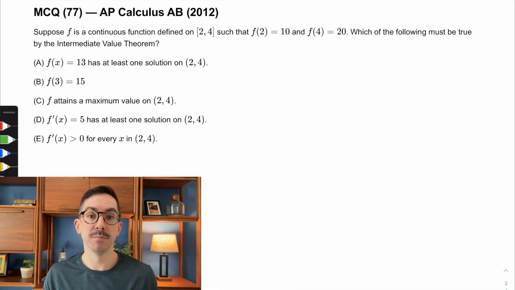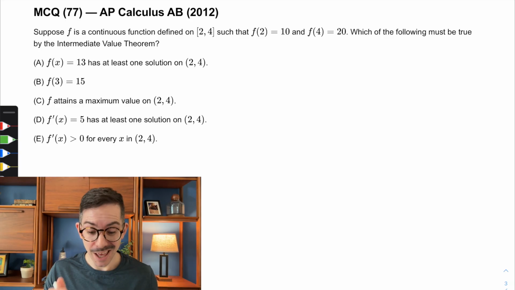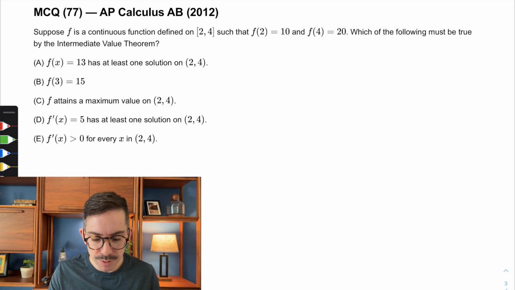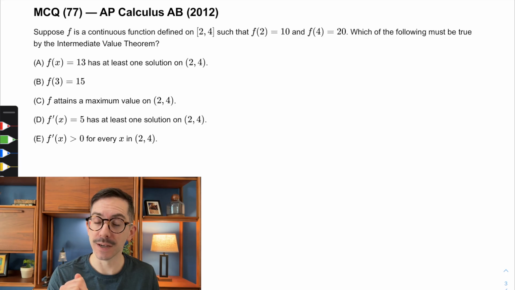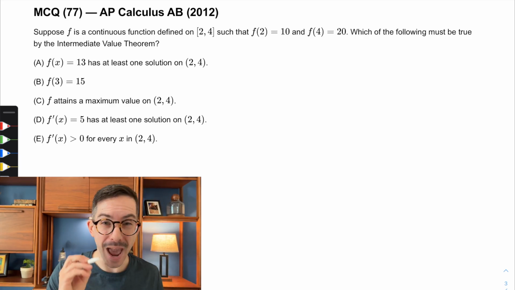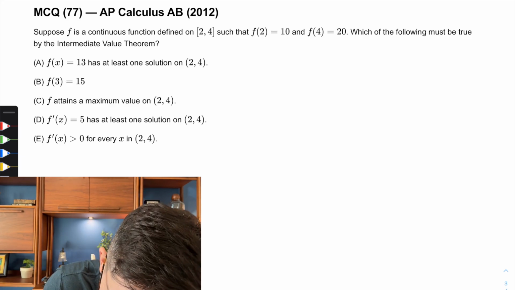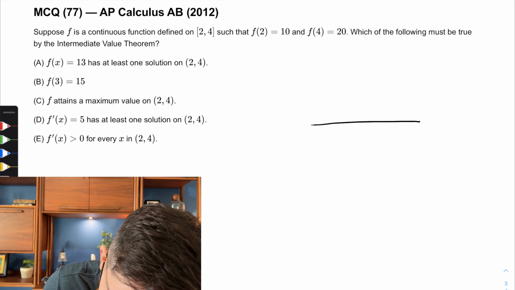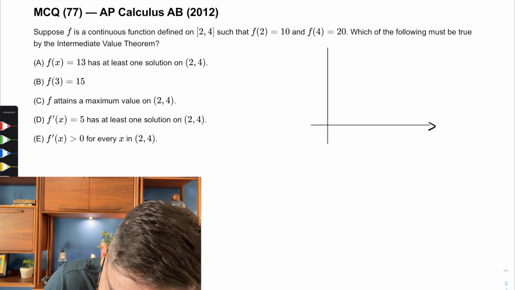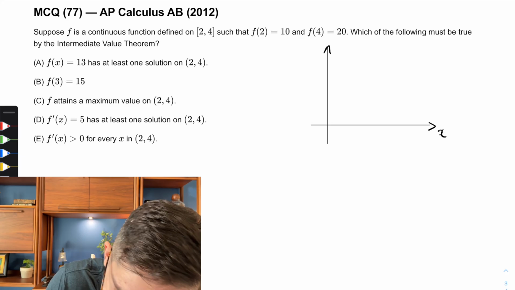On to the next question, multiple choice number 77. This question is all about applying the intermediate value theorem. So we're given a setup that allows us to apply the intermediate value theorem, and we need to figure out the correct conclusion that we're able to draw. Now, in an intermediate value theorem problem, what I like to do is draw a quick sketch of the information that I have been given.